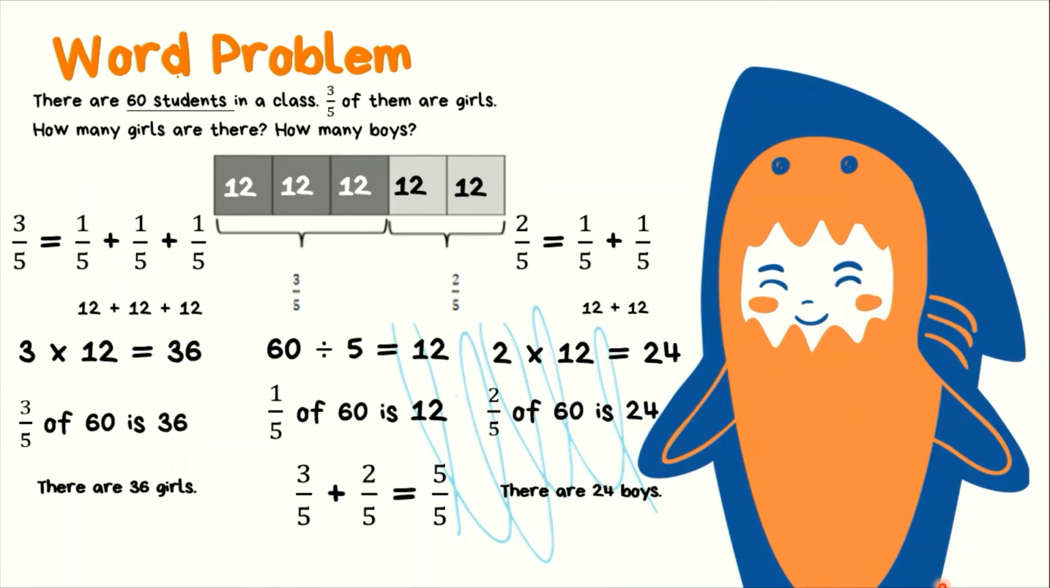3/5 plus 2/5 is equal to 5/5, isang buo. Kaya naman, 36 girls plus 24 boys ay equal to 60 students in all.